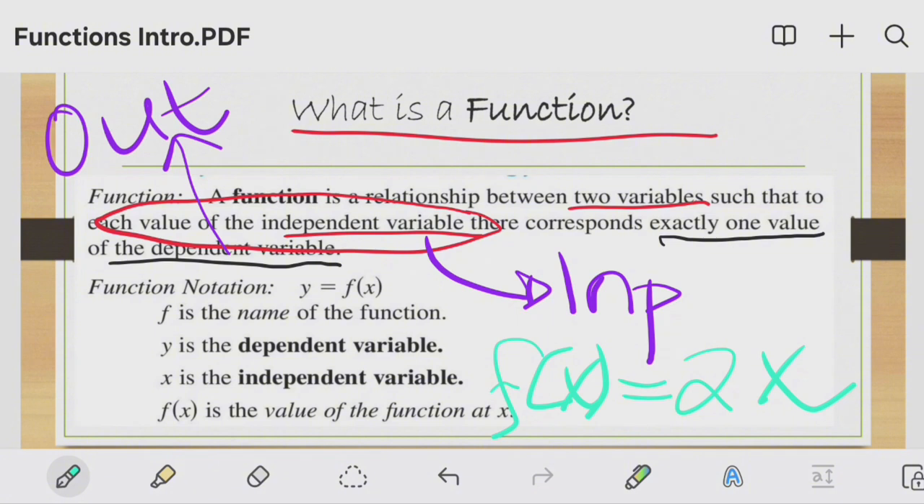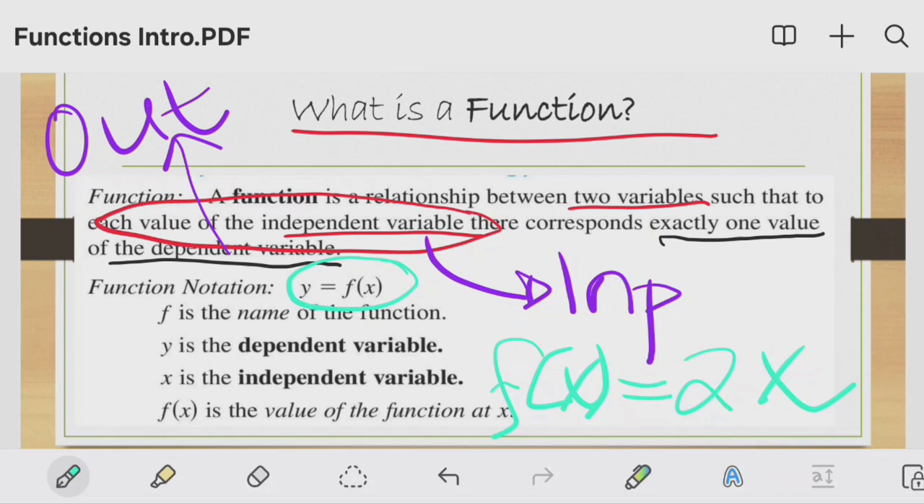Then y is the dependent variable. Do you remember we said y is equal to f of x? So if y is the dependent variable, f of x then is the dependent variable as well.